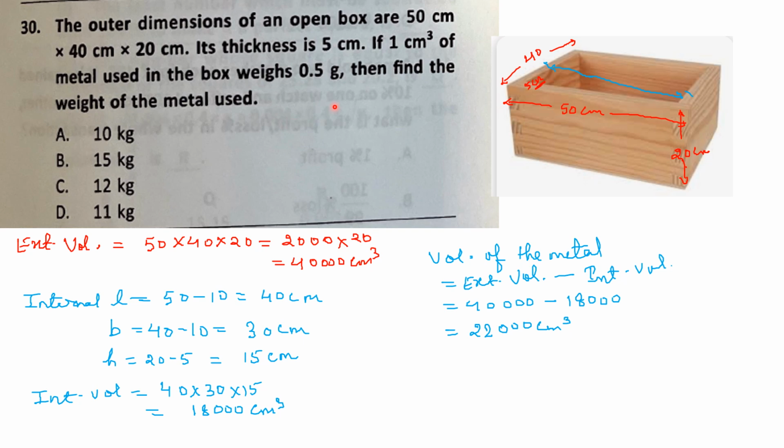Now you have to find the weight, and it is given 1 centimeter cube is 0.5 gram. So 22,000 centimeter cube will be, you have to multiply 22,000 with 0.5 gram. If you multiply it, you will get 11,000 gram, which will further give you 11 kg. So the correct option is option D. Clear?